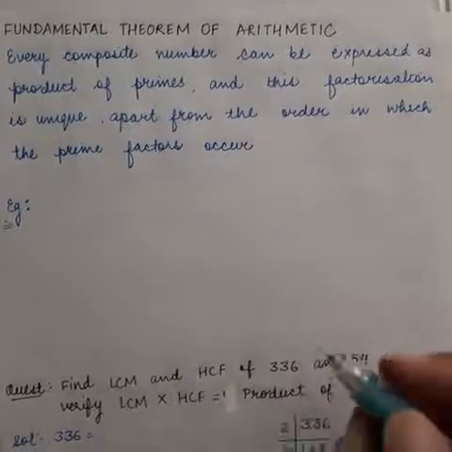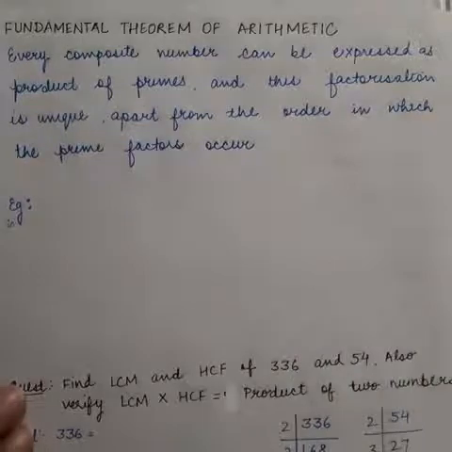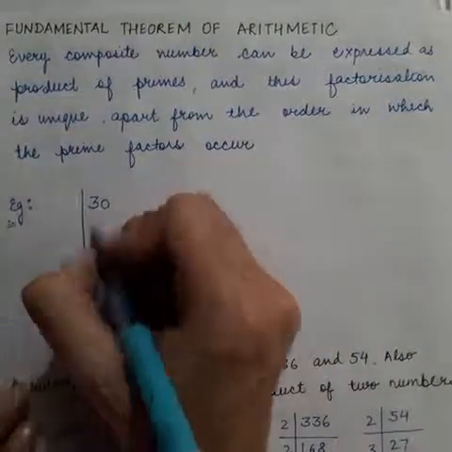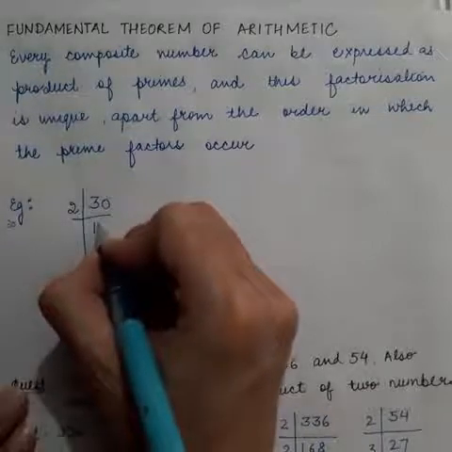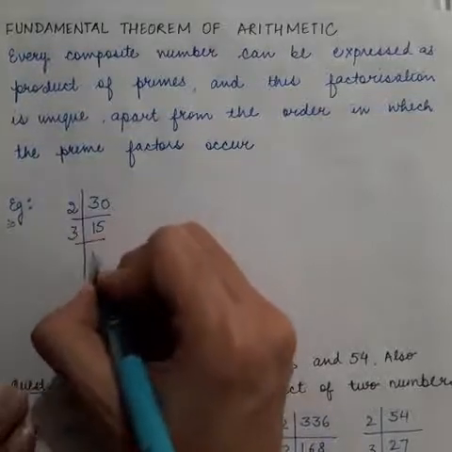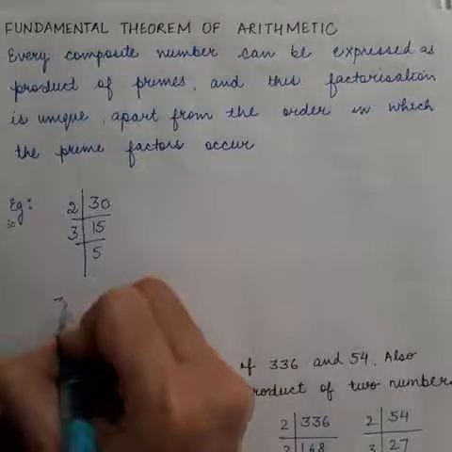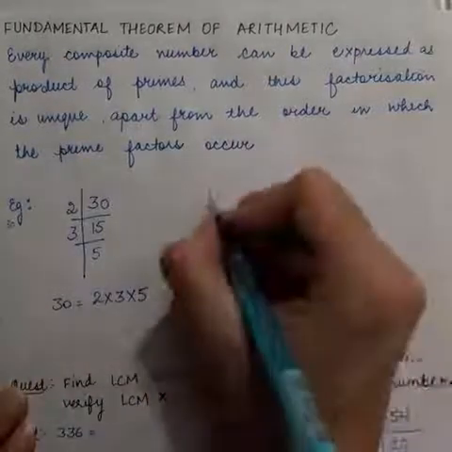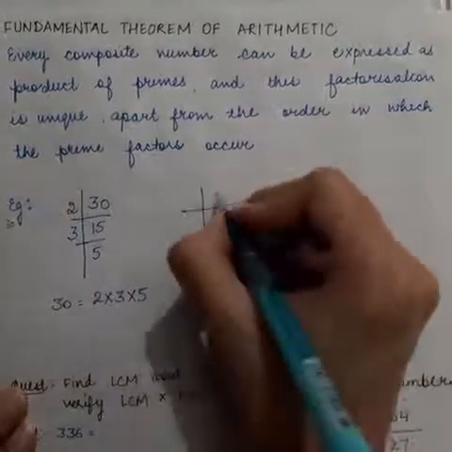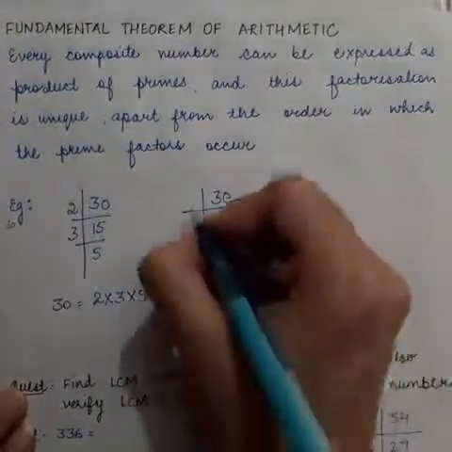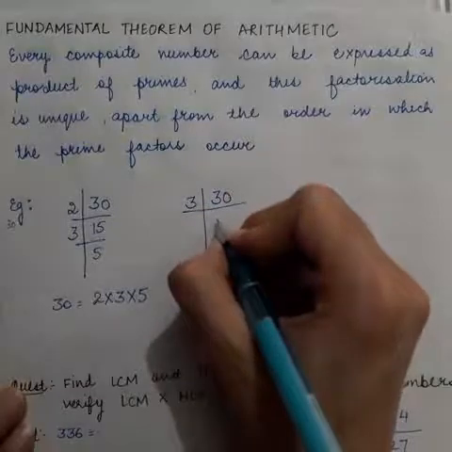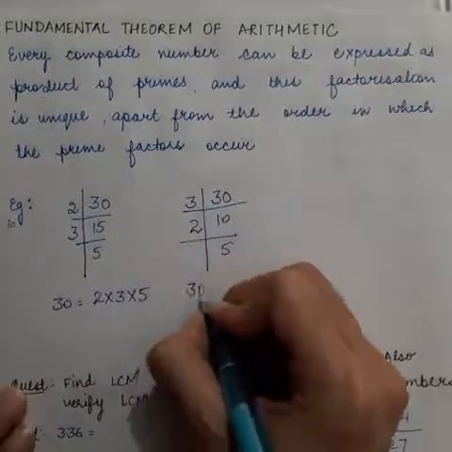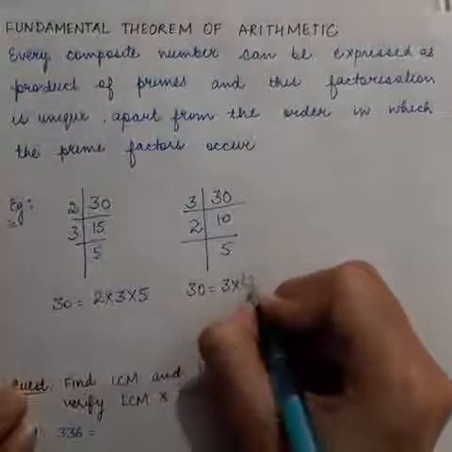We'll understand it with the help of an example. Just say you have a number 30. I can factorize it like this: 2 times 15, and 15 is 3 times 5. That means 30 can be written as 2 into 3 into 5. Now if I ask some other child to factorize it, it can be done in this way also: 3 tens are 30, and 10 is 2 fives. This way 30 can be written as 3 into 2 into 5.